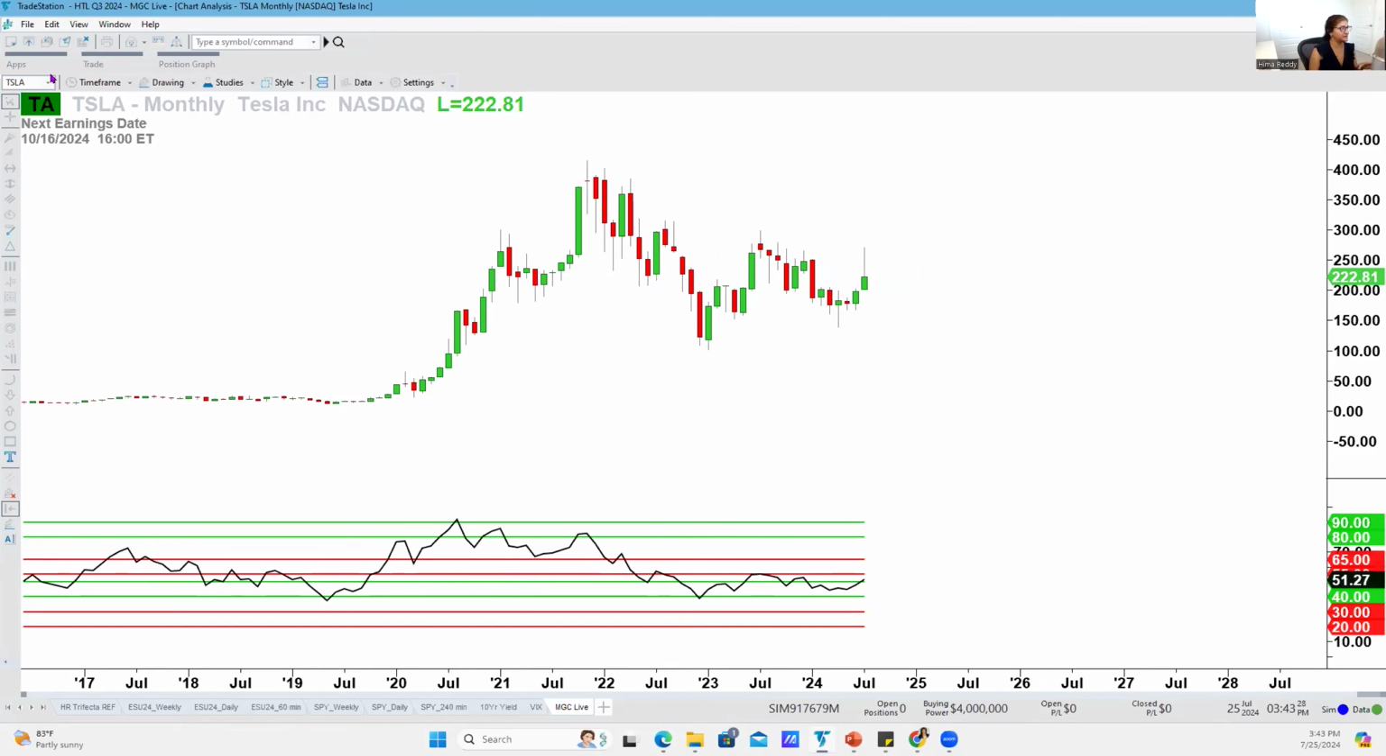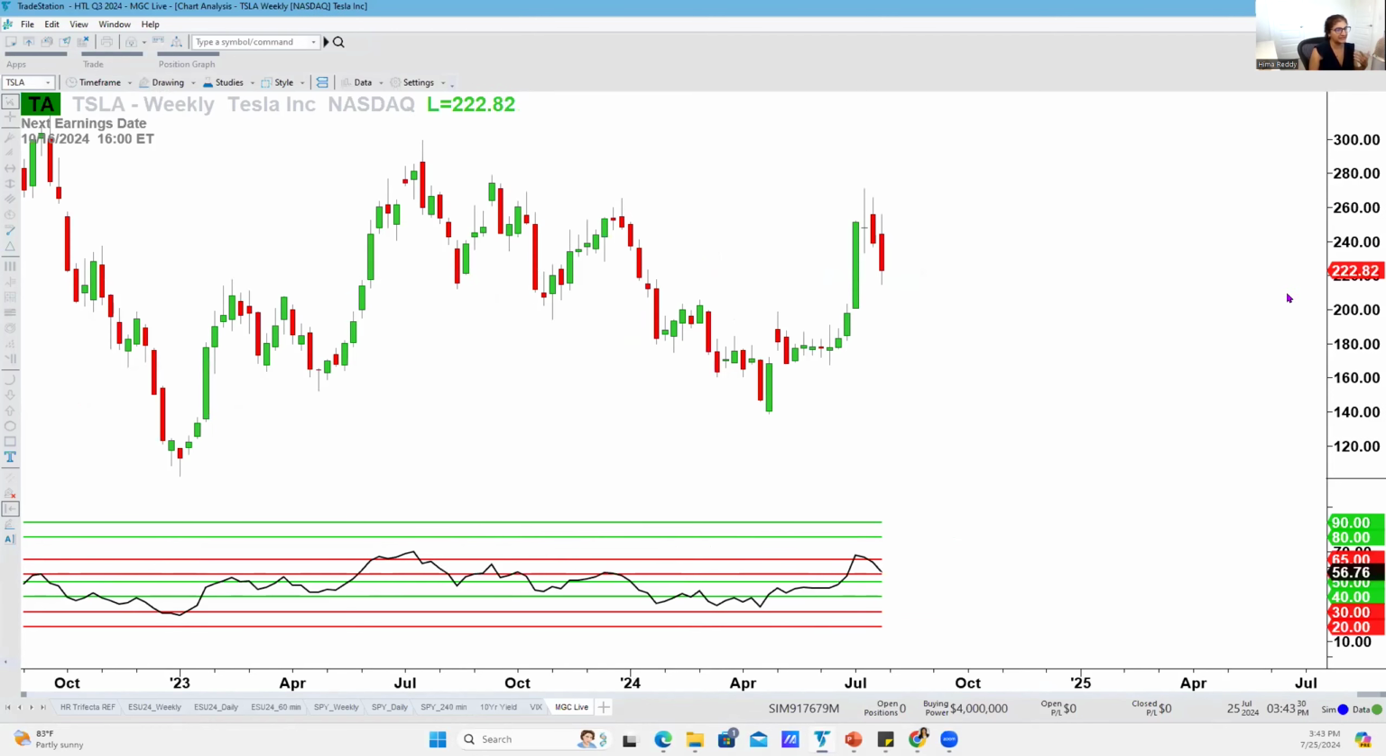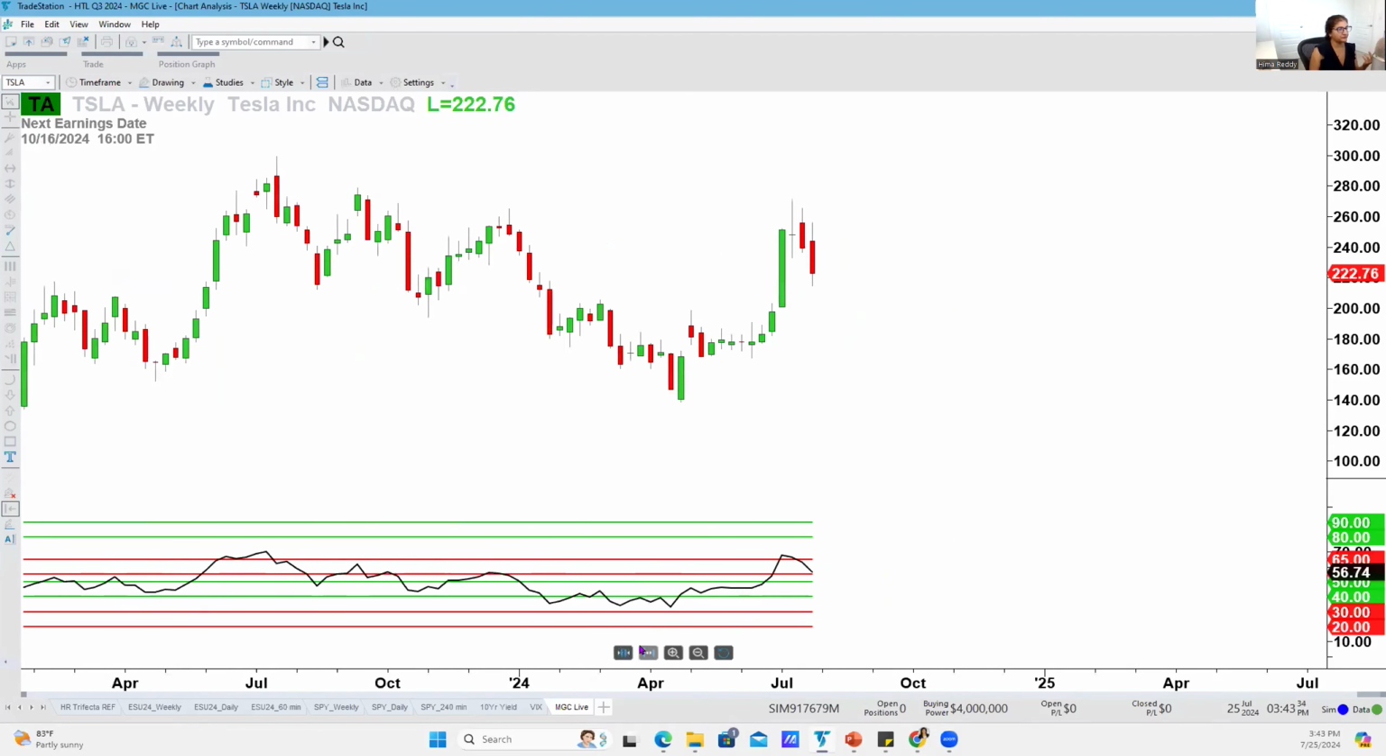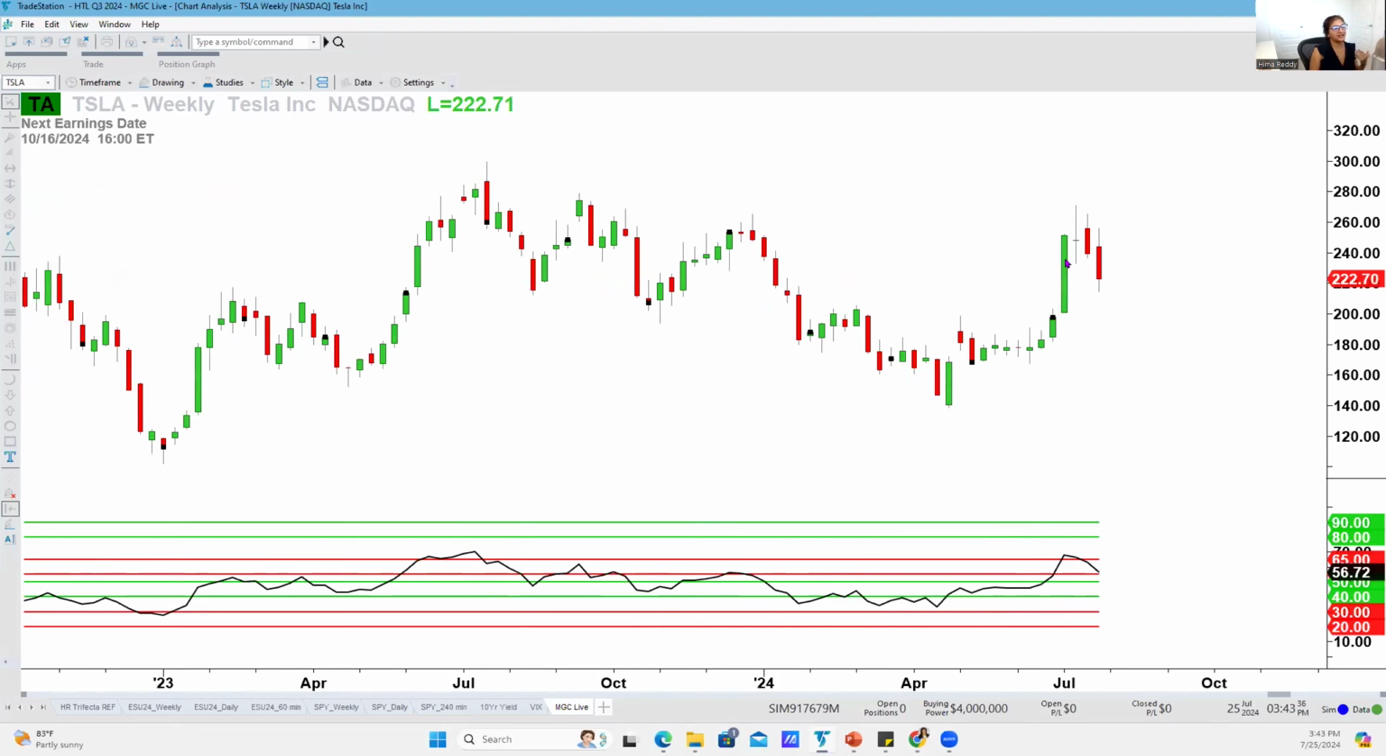But this month's not done, right? It's a monthly bar. Let's look at the weekly candles. Last week, we had a beautiful inside bar after a doji, after a giant candle. I mean, this was warning of a slowdown of the run up if I could ever see one, okay?